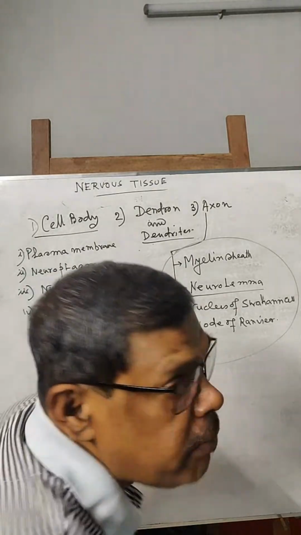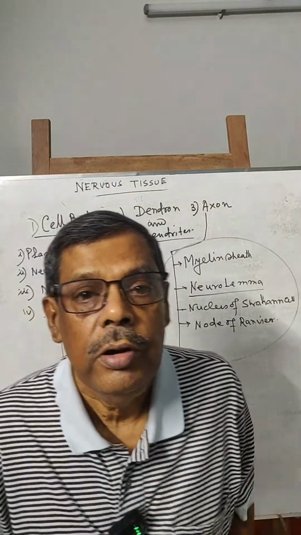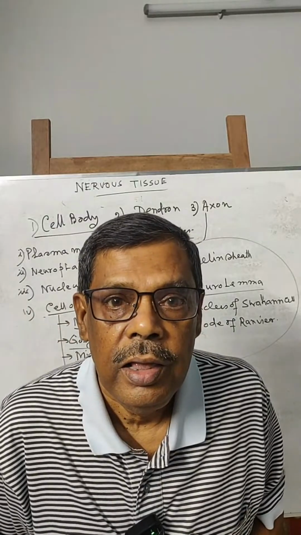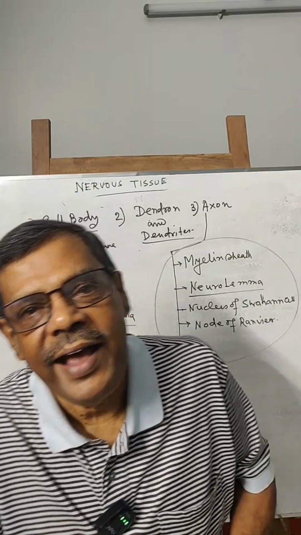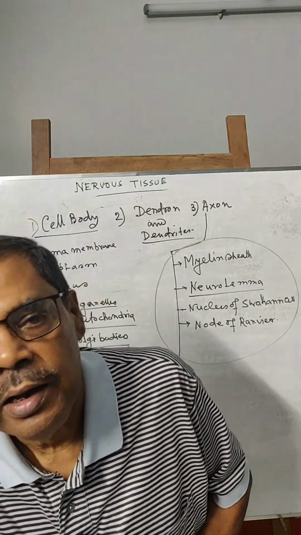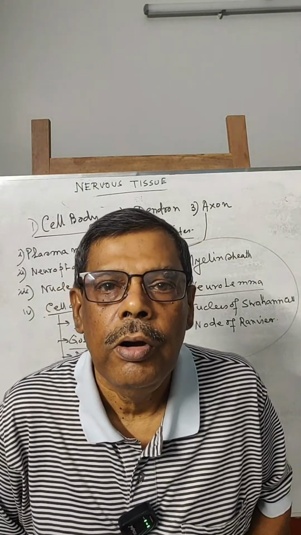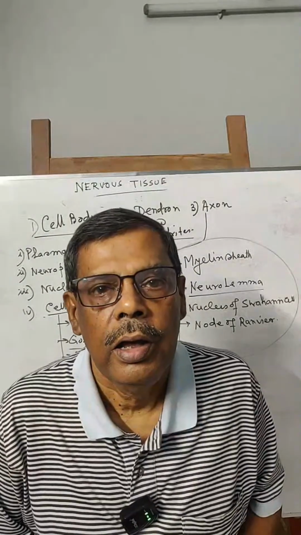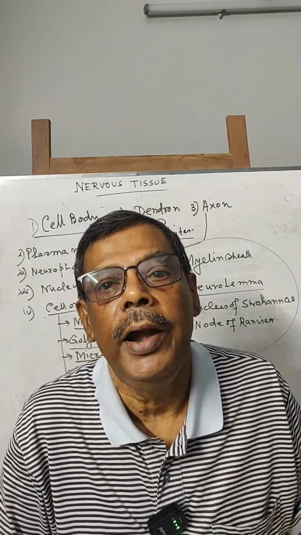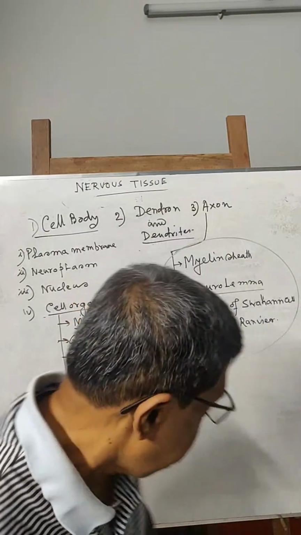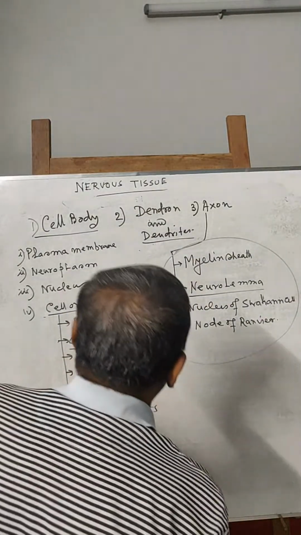Next, what is the function of the axon? The axon receives the nerve impulse from the cell body and transmits it to another neuron or an effector organ.